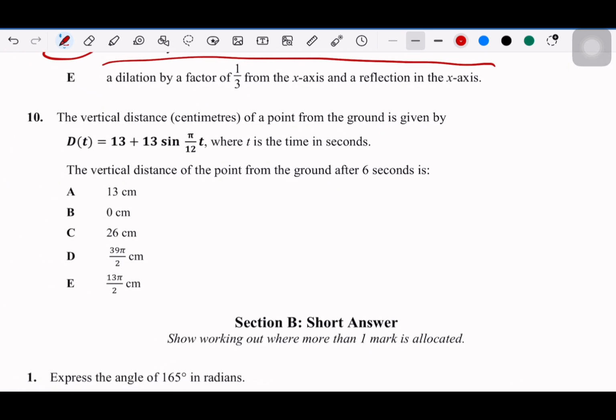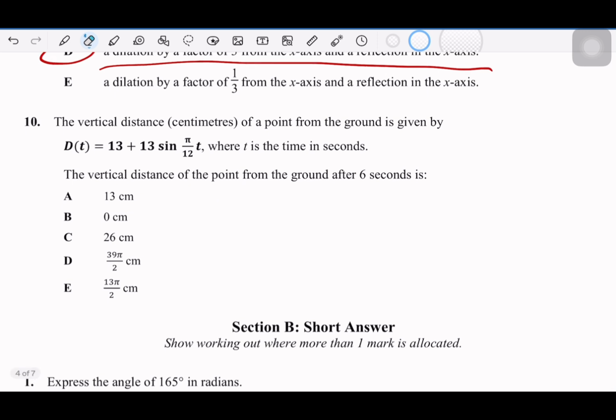The vertical distance, which means basically this way. This is vertical. The vertical distance in centimeters of a point from the ground is given by d(t), basically this equation right here, right? Where t is the time in seconds. The vertical distance of the point from the ground after 6 seconds. Okay. So this question is asking you for essentially the amplitude, after 6 seconds.